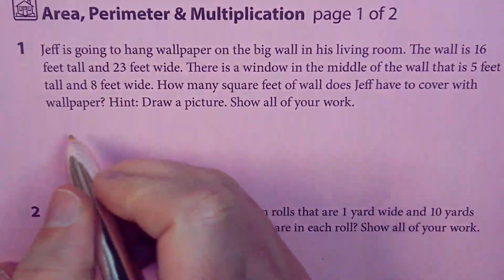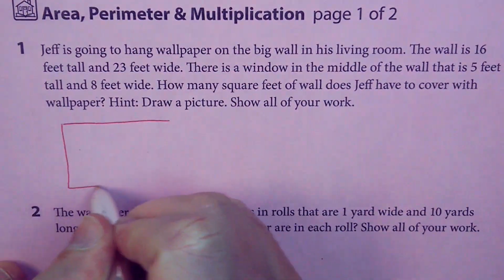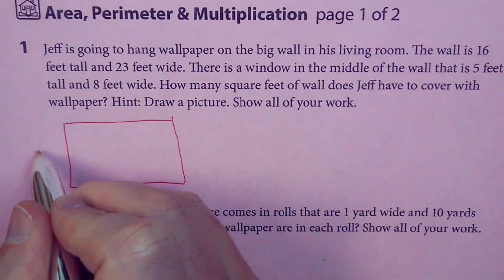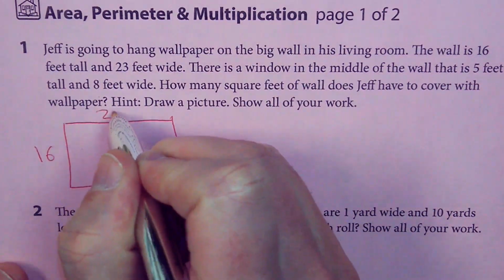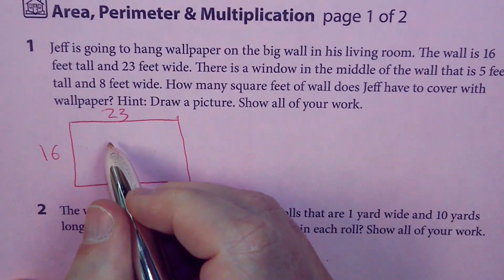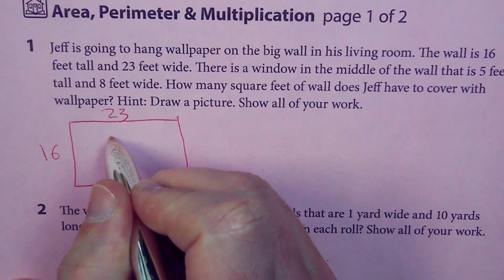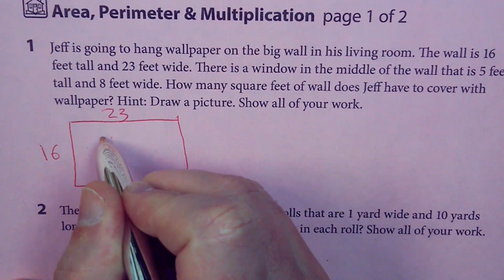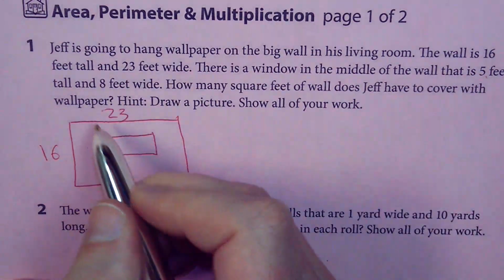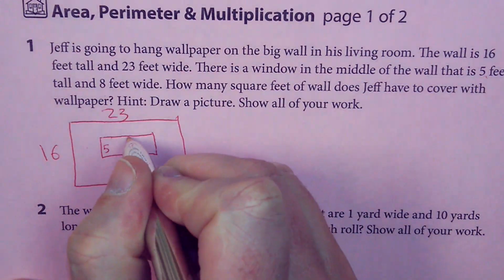So let's just draw a wall. There's his wall, 16 feet tall, 23 feet wide. There's a window right in the middle of the wall. It's kind of interesting, kind of a long window. It says it's 5 feet tall and 8 feet wide.